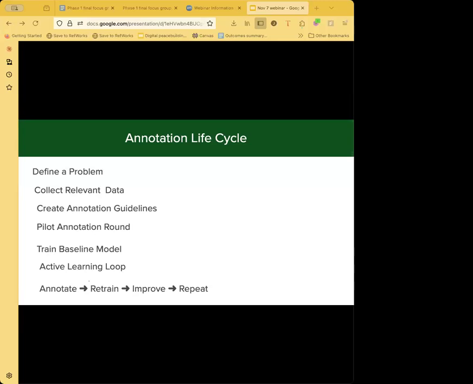Then from there is when we'd start with a baseline model, which wouldn't have to be perfect, but just jumpstarts active learning for the model, and it also helps to prioritize the uncertain samples that would come up through the training. Then after that is the active loop, where we annotate, retrain, and improve based on the results we get. That's it for the annotation life cycle.